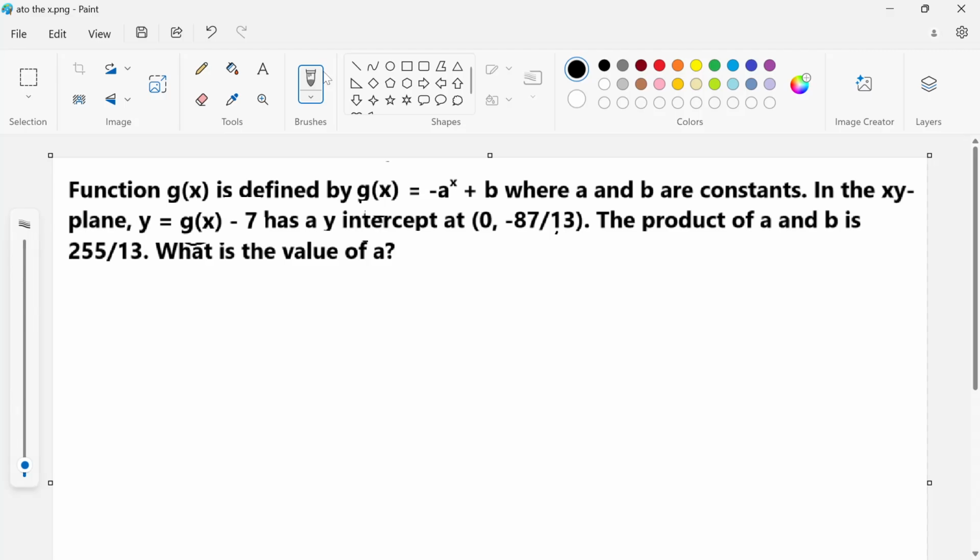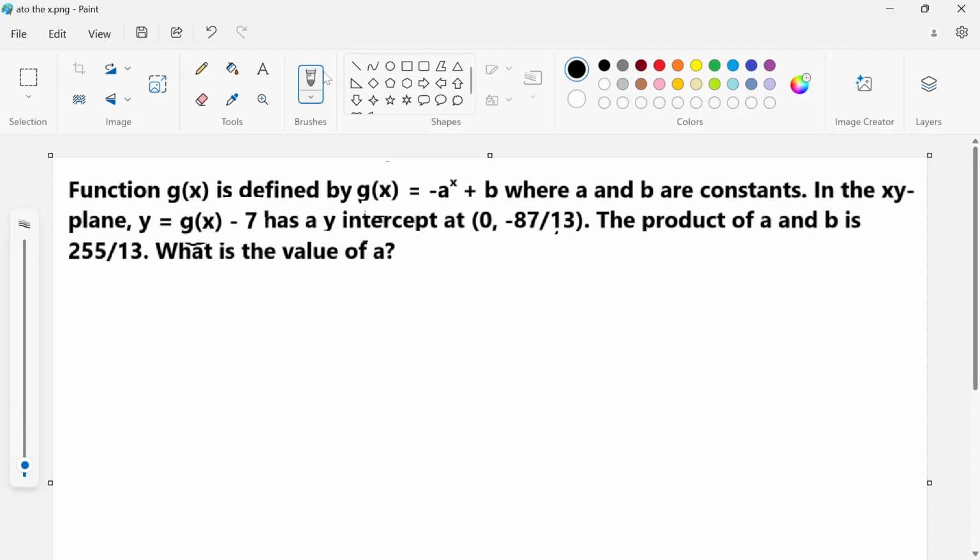Function g of x is defined by g of x equals negative a to the x plus b, where a and b are constants. In the xy plane, y equals g of x minus 7 has a y-intercept at (0, negative 87/13). The product of a and b is 255 over 13. What is the value of a?